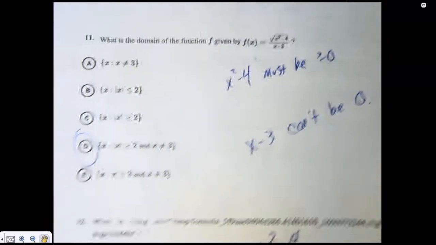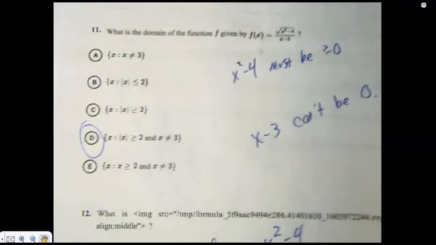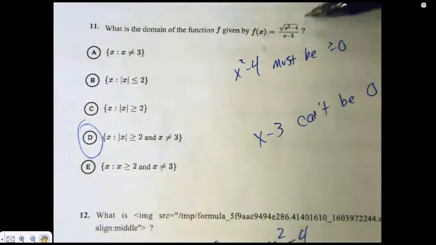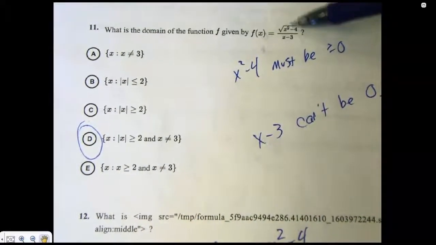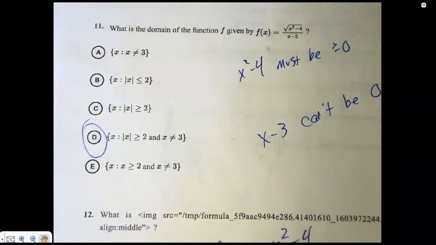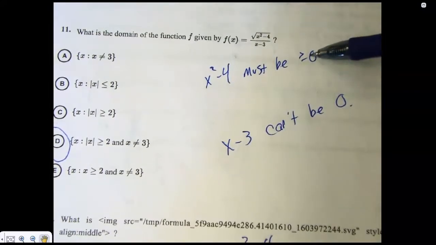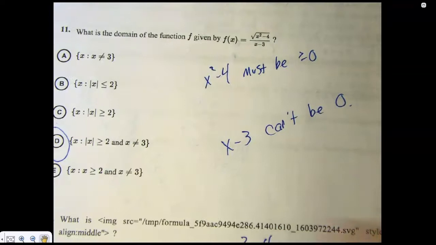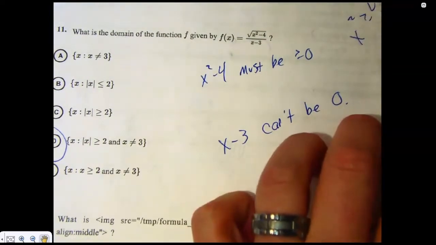Number 11, what's the domain? Domain is the set of values that can be plugged in. So I can't get a negative number up here. I can't take the square root of a negative. So the x squared minus 4 has to be greater than or equal to 0, which means x squared has to be greater than or equal to 4.